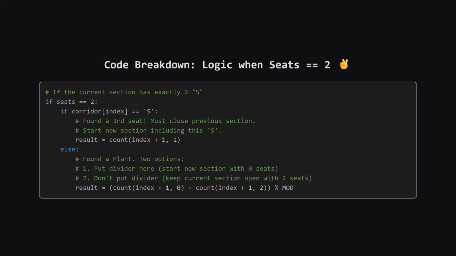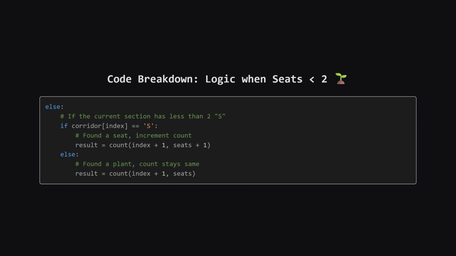This is the core logic. What happens if our current section already has 2 seats? If the item at the current index is a seat, we are in trouble if we don't split. We can't have 3 seats, so we must consider the previous section closed and start a new section with this current seat. So we call our function with seats equal to 1. But if the current item is a plant, we have freedom. We can either put a divider right here, starting a fresh section with 0 seats. Or we can include this plant in the current section, keeping the seat count at 2. We add the results of both possibilities together. Now, what if we haven't found 2 seats yet?